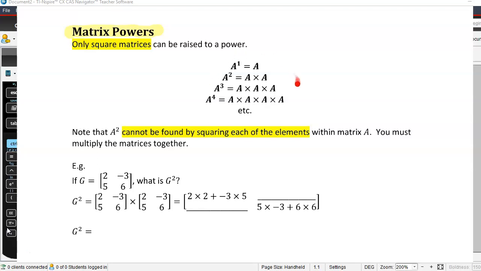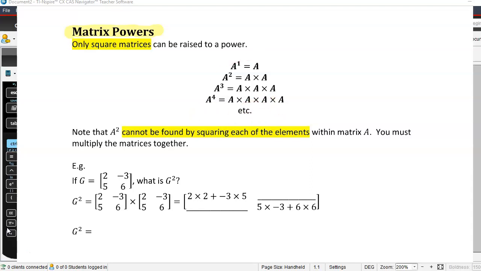Now, as you know, A to the 1 is equal to A. A squared is A times A, so this is matrix A times matrix A. Matrix A cubed is matrix A times matrix A times matrix A, etc., etc., etc.